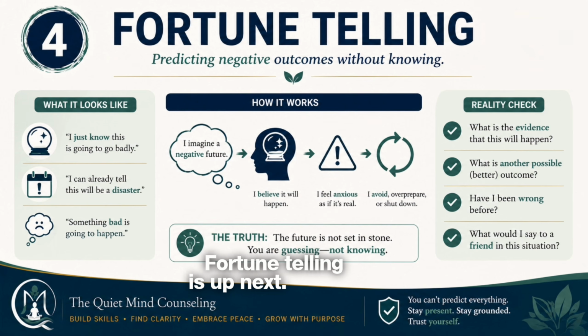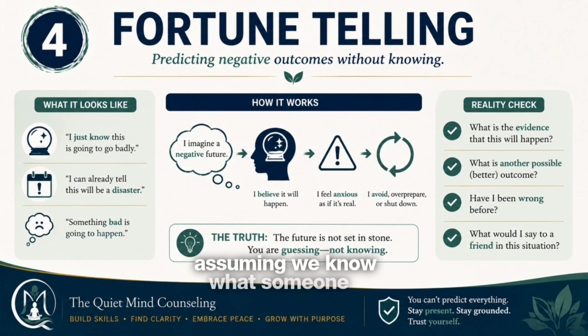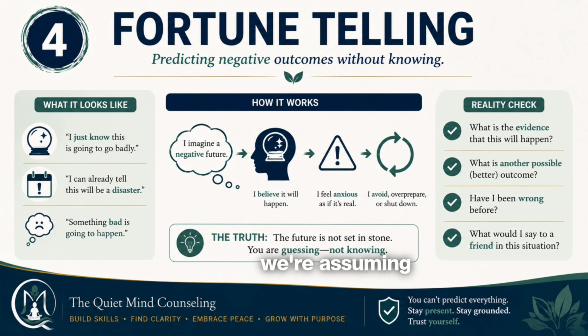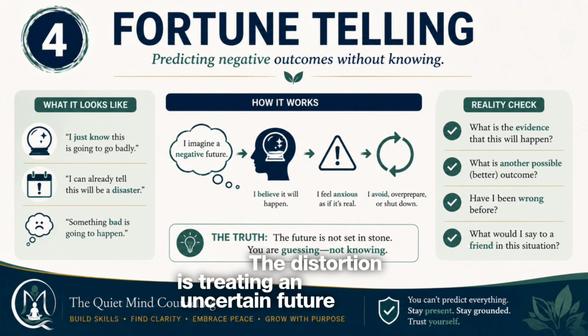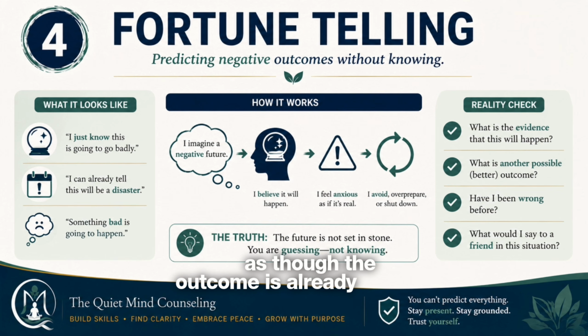Fortune telling is up next. Fortune telling is similar, but instead of assuming we know what someone else is thinking, we're assuming we know what will happen in the future. I'm going to fail. They're going to reject me. This isn't going to work. Of course, sometimes our predictions turn out to be accurate. The distortion is treating an uncertain future as though the outcome is already determined.